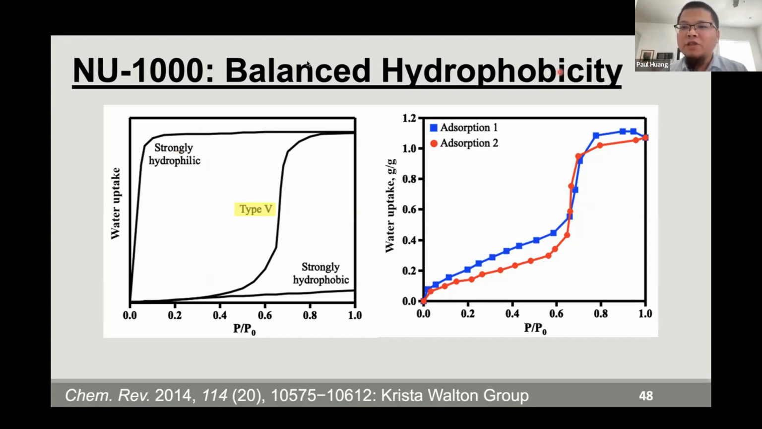Now let's move on to see what's going on. Again, this is the adsorption isotherm. The red is from experiments. The blue is from our calculation. Sorry, I forgot to add the note. So you can see this is quite typical of type 5, confirming that we have something in between in terms of hydrophilic and hydrophobic.